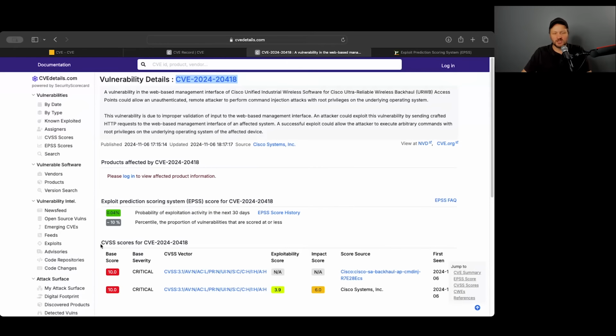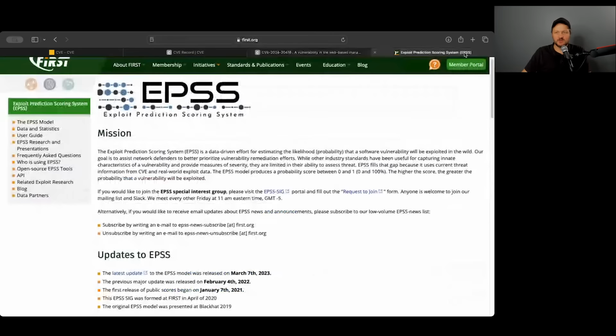And it goes beyond, yes, this is a critical vulnerability. How probable is this going to be exploited in the next 30 days? We have a score of 0.04 for this vulnerability. Now, when it's exploited, it's obviously massively critical, but the chance of its exploit is really low. And so I'm actually going to go over to the EPSS website real quick and talk about what this is.